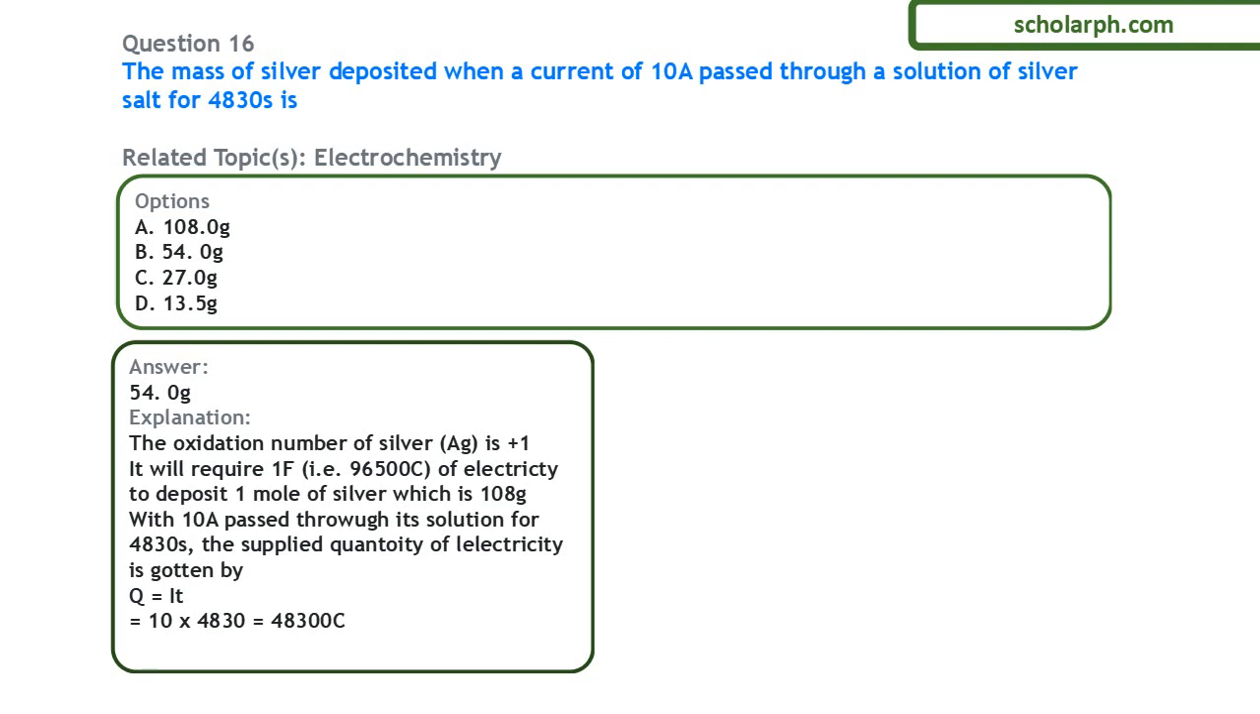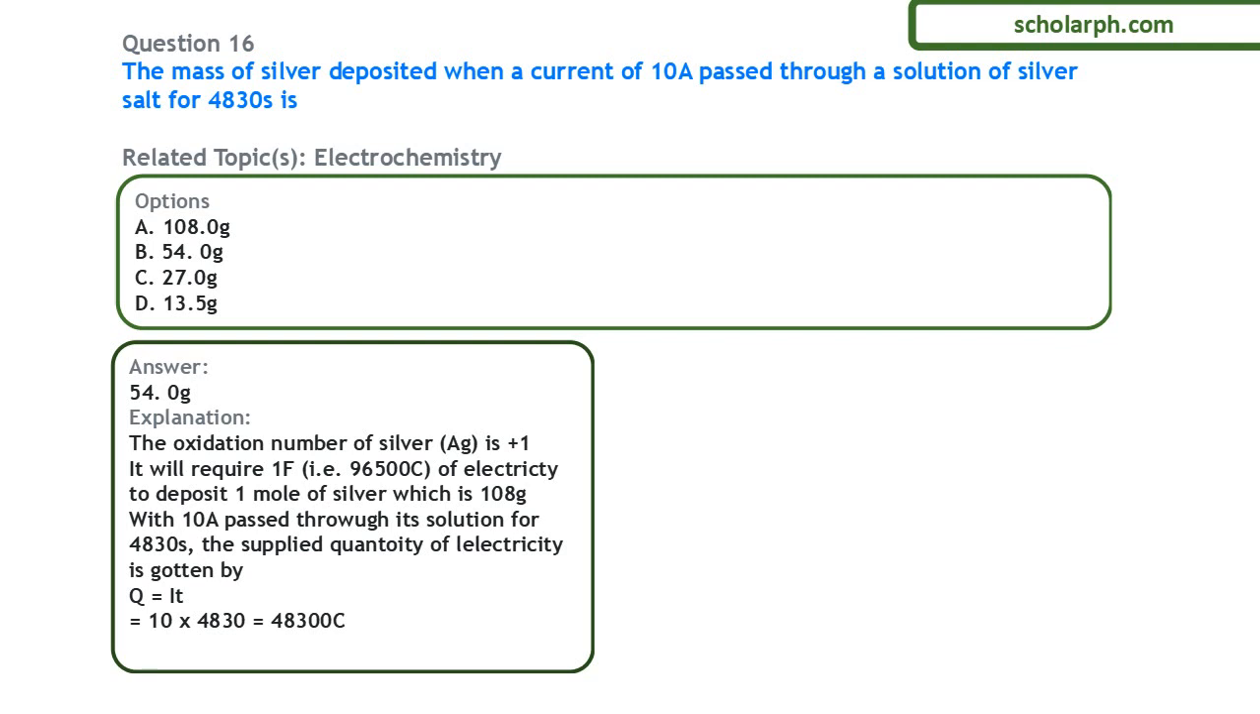That means that to liberate 1 mole of silver, we are going to need 1 Faraday of electricity, and that 1 Faraday of electricity is 96,500 coulombs. Now that 1 mole of silver that this 1 Faraday is going to liberate is 108 grams. So that will be the quantity of electricity that will liberate 108 grams of silver.